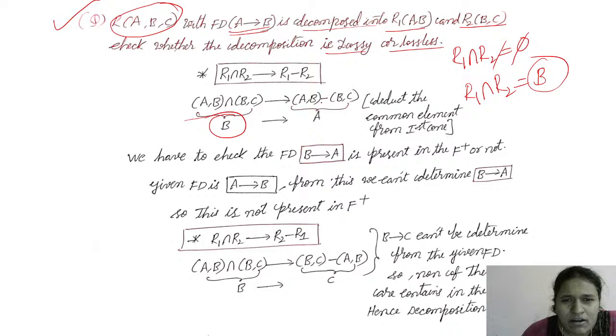We will see first R1 minus R2. What is R1 minus R2? That means whichever is common, we have to subtract from R1. Whatever attributes are there in R1, we have to subtract the R2 attributes, then the remaining in R1 we have to take. Here, what is remaining in R1 after subtracting the attributes of R2? The remaining attribute is A. That means B to A.